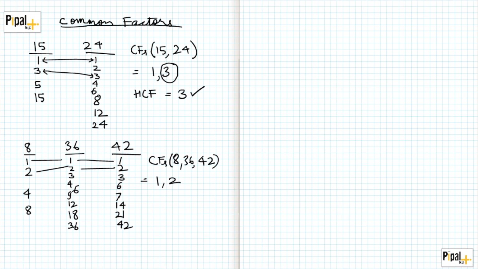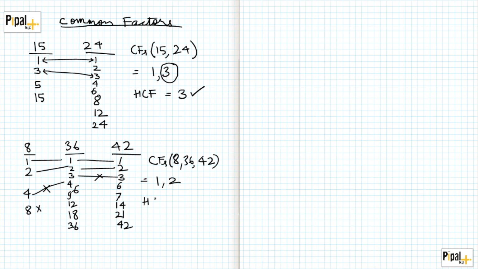4, it's here but it's not here, so rule out 4. Then 3, it's here but it's not here, so we'll rule out 3 also. 8, not here, ruled out. Then 6 is here but nowhere else, so that's it. So we have 1 and 2 as the common factors.